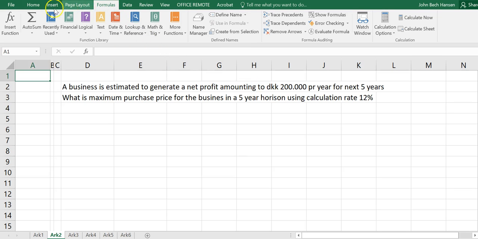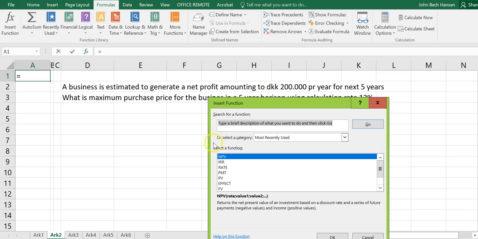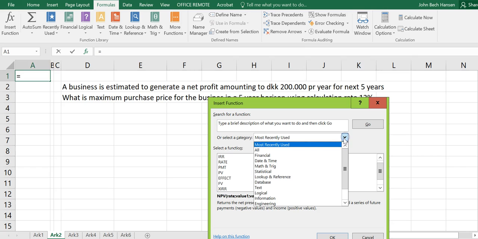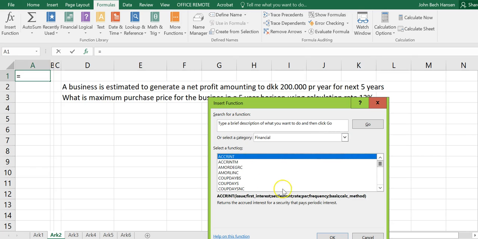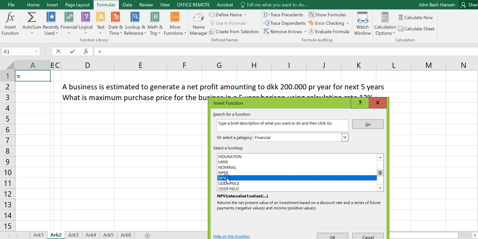And we can go in the formulas, and I can take the net present value here, or I can go down and say, you see, this is the most recently used. I can also go in the financial setup, and you saw there was a lot of formulas that Excel can work with, in alphabetic order. And I am looking for the NPV, net present value here.